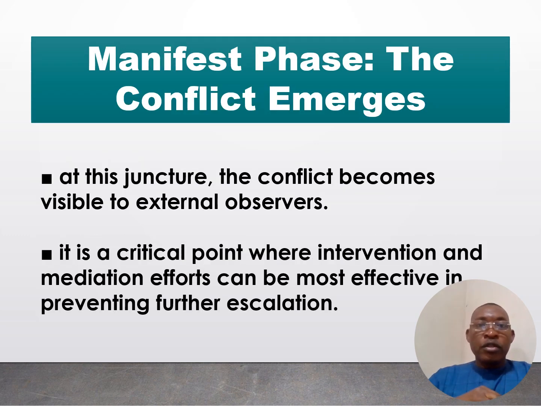The second stage is the manifest phase. At this manifest stage, the conflict becomes visible to external observers. Actions and behaviors associated with the conflict become apparent, and what was once latent transforms into a tangible dispute. Verbal altercations, disagreements, and physical signs of discord start to emerge, and these demand attention from both parties, directly or indirectly. The manifest phase is a critical point where intervention and mediation efforts can be most effective in preventing further escalation.